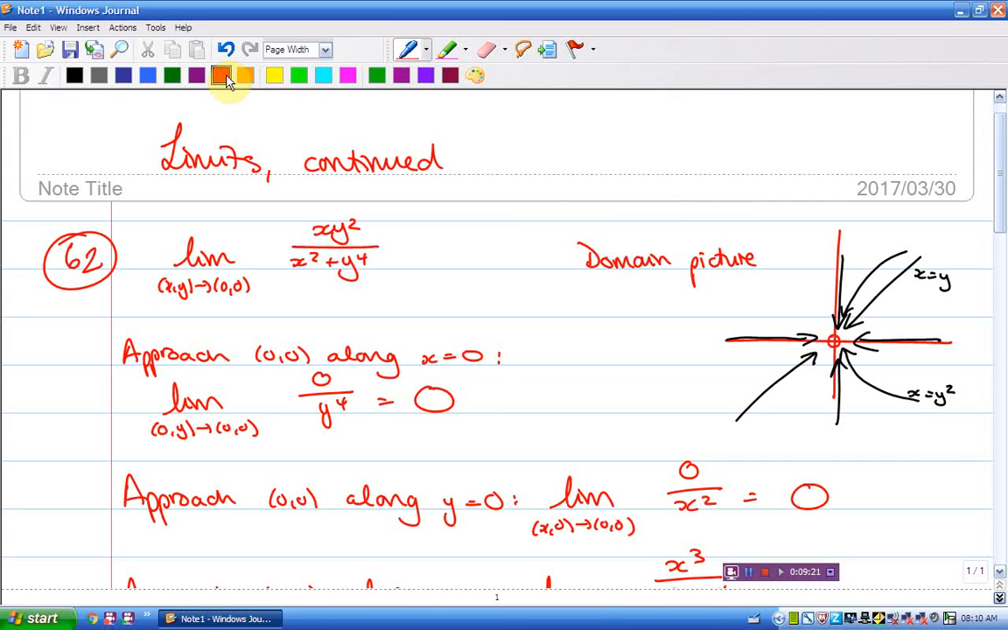Question? What if x equals y does not exist within our function, or x equals y squared? It would have to be a different function, but if for some reason the path that you're choosing is invalid, maybe your function is just not defined there, then you couldn't choose that as a path. So you can only choose paths that are legitimately within the domain of your function. And you do get funny ones like that, generally piecewise defined.